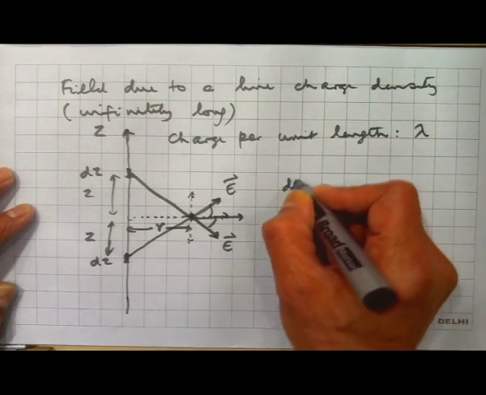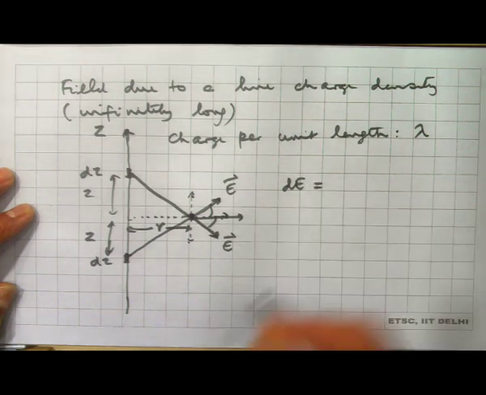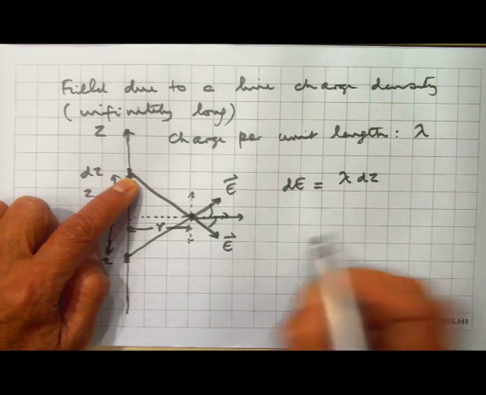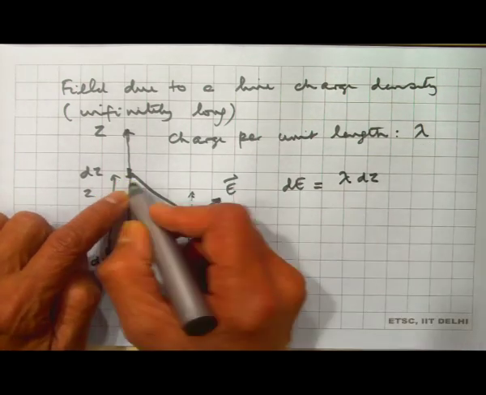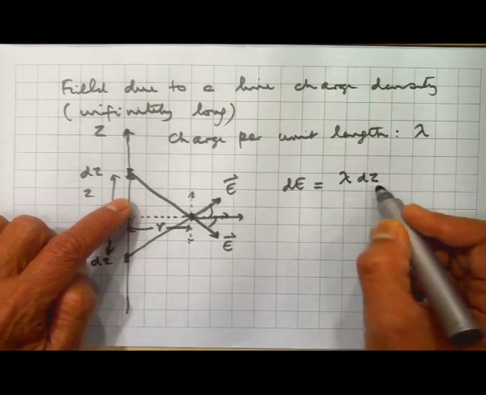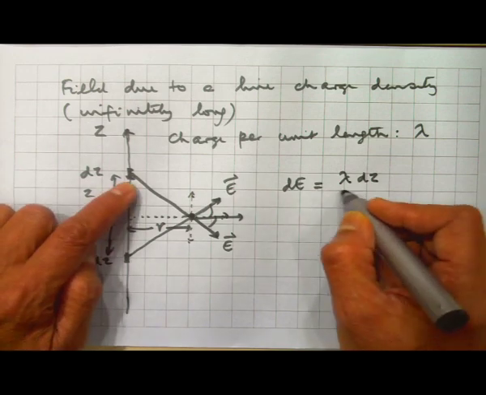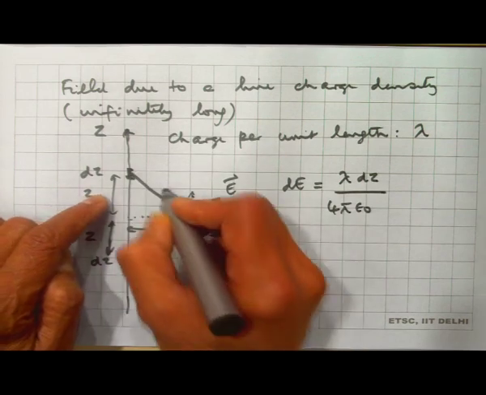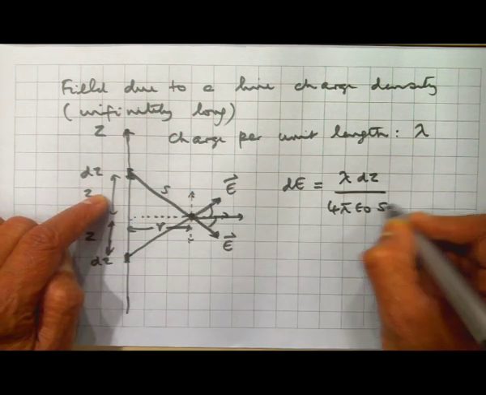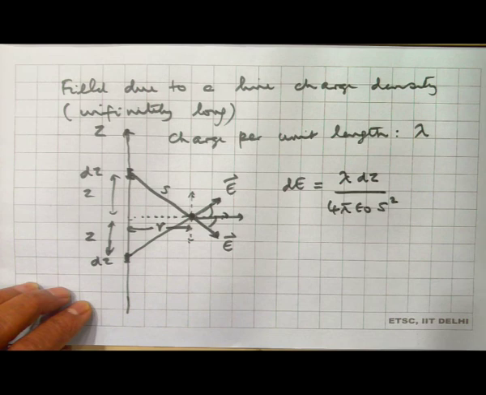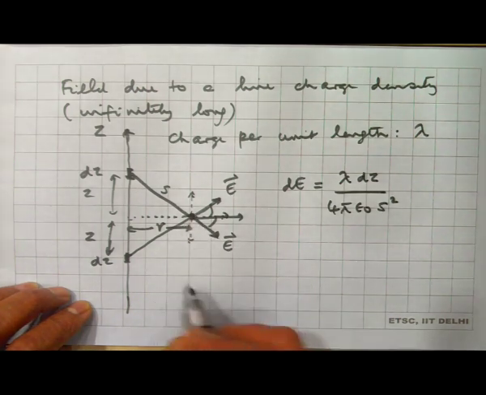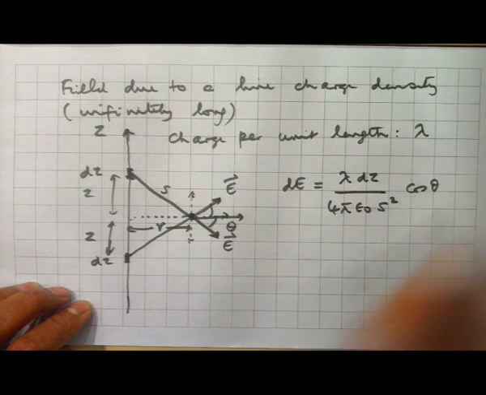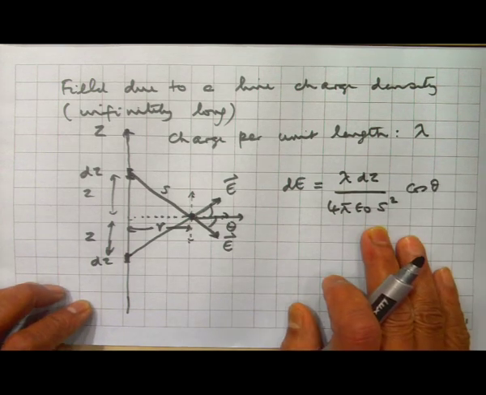So let me call this dE. The magnitude of the electric field is the charge here, which is lambda dz. Lambda is the charge per unit length multiplied by the length which I am taking. Lambda dz is the charge contained in this, divided by 4 pi epsilon 0 into this distance square. So let me call it small s square. That is the magnitude of the electric field produced here, and its horizontal component, if I call this theta.